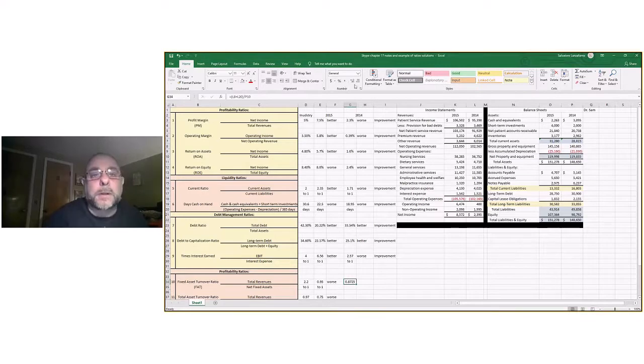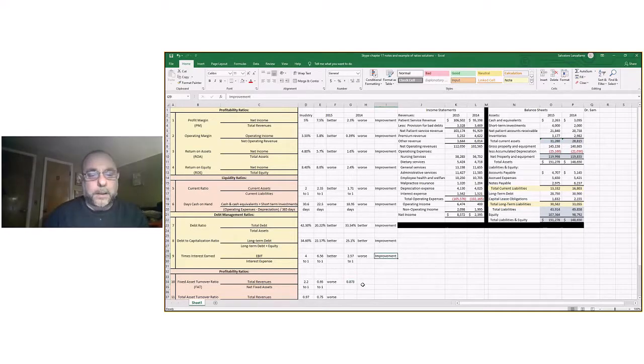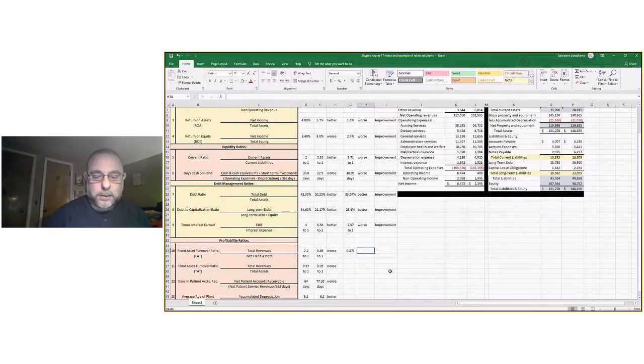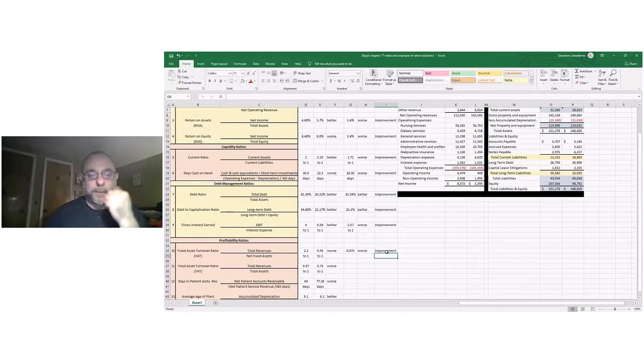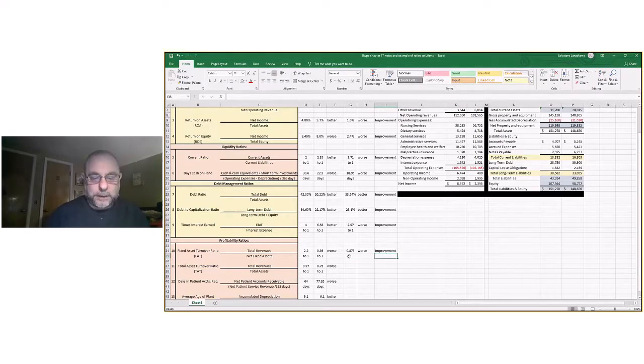Okay, and I get 0.8725. Let's clean that up a tad here. 0.873. So comparing that to the industry, shocker, we were worse in 2014, but notice there is an improvement again from 2014 to 2015.